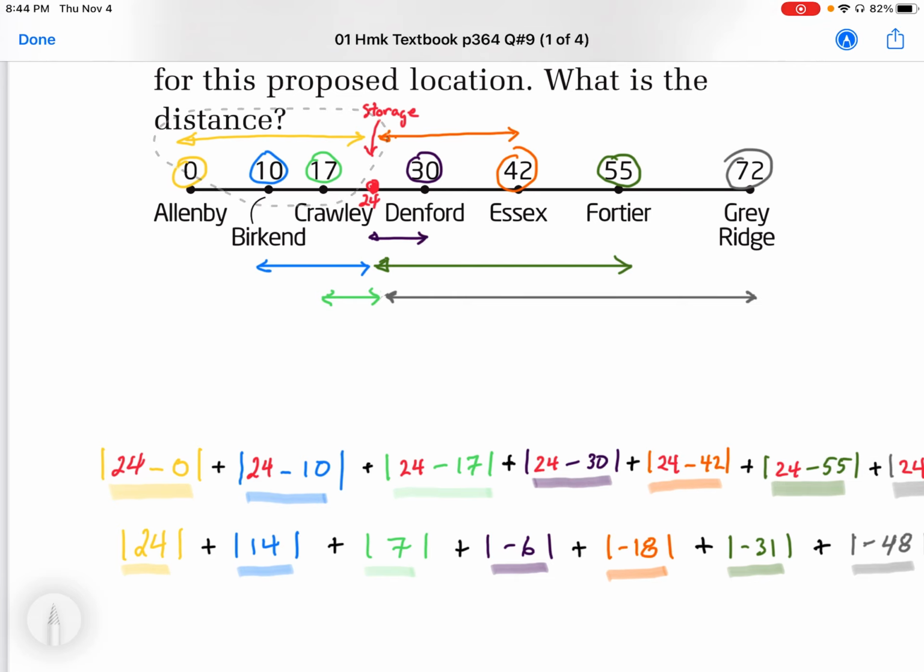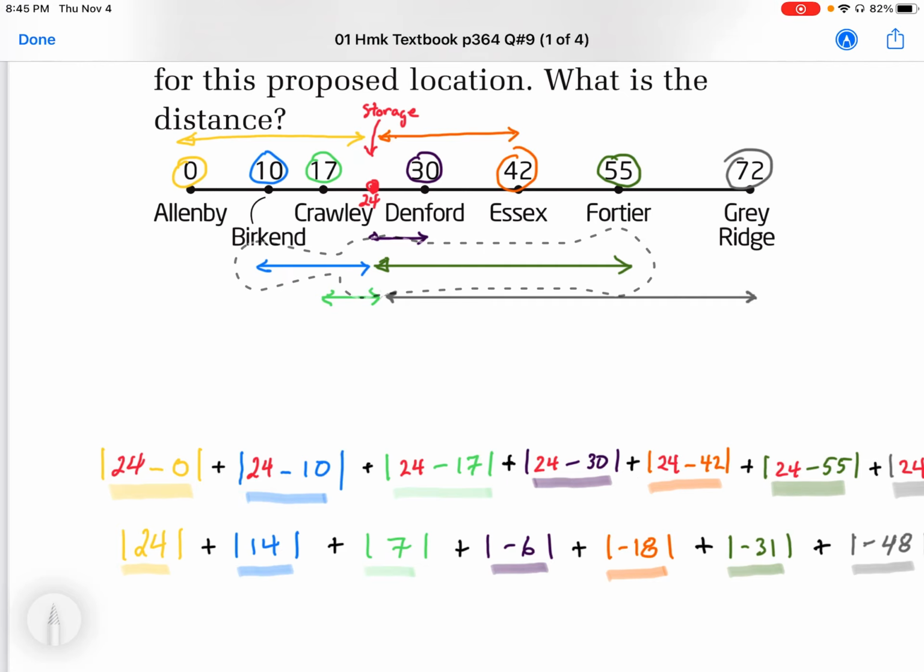So in blue here, we're finding the displacement between Burkend and the storage facility, 24 minus 10. And then we take the absolute value of that. And we do the same with the green distance here. This green distance here is the distance from Crawley to the storage facility. So we do 24 minus 17 and take the absolute value of that. And then we move on to the distance from Denford, 24 minus 30, which gives us negative 6, and we take the absolute value of that.